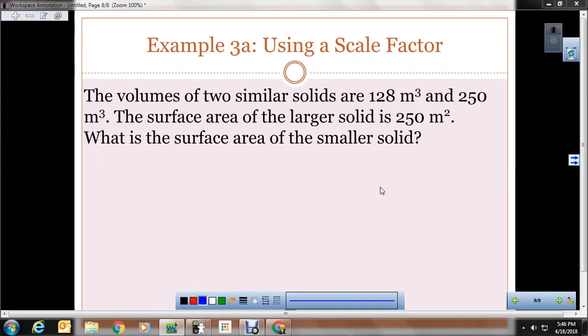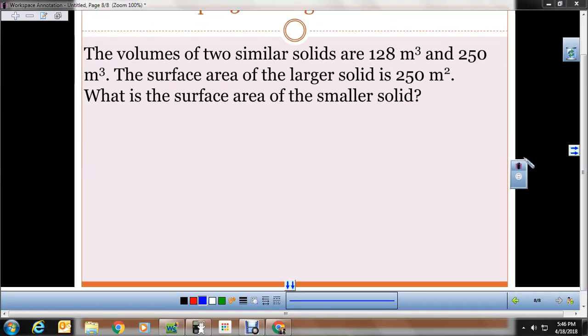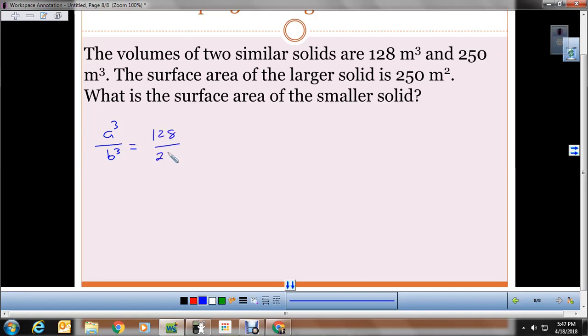So as you're working this, it's important to always find your scale factor first. In order to find our scale factor, they give us two measures of our similar solids, which means we're going to use this to find our scale factor. So they've given us the volumes, which is going to be A cubed over B cubed. And this is going to be equal to 128 over 250. Now, once again, we're trying to find the cube root.